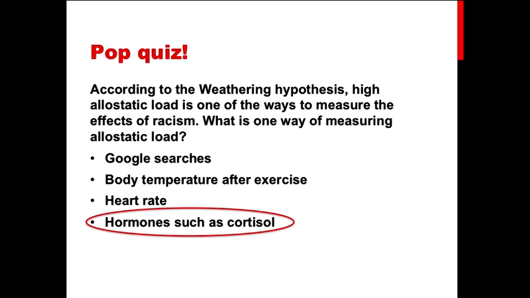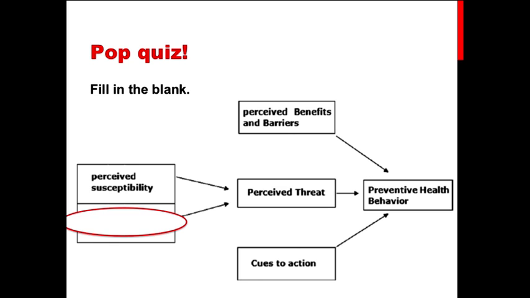The answer is hormones such as cortisol. Those can be used as a biomarker to show how much people have been exposed to stressors such as racism.